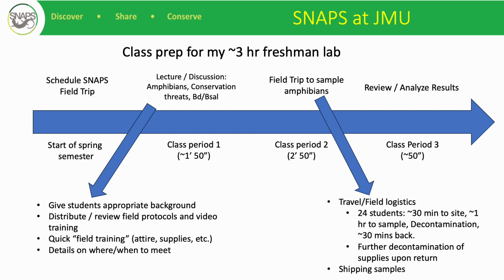All the protocols, vials, swabs, shipping supplies are provided conveniently by SNAPS for free. All I need to do is just have some very basic field supplies like markers, scissors, gloves, buckets, and bleach. Depending on when we return to campus, I ship samples out the same or next day and typically get results back in about a month, at which time students and I will spend about 50 minutes in class sorting and analyzing the data.